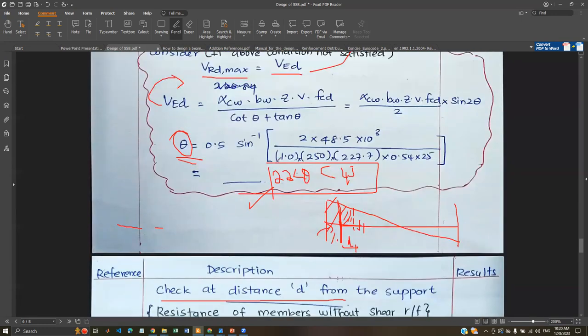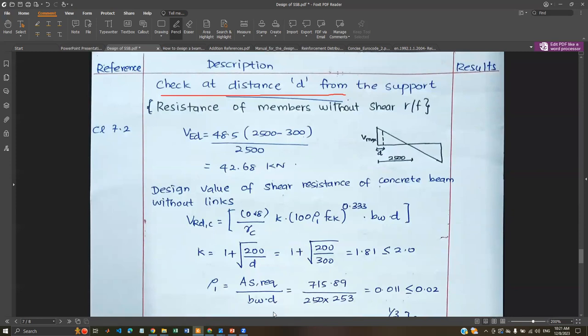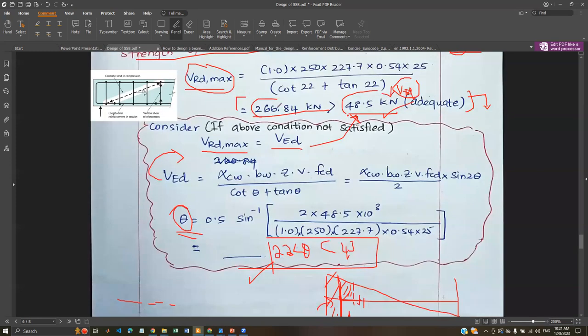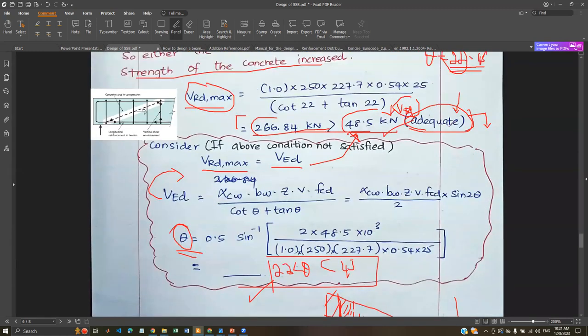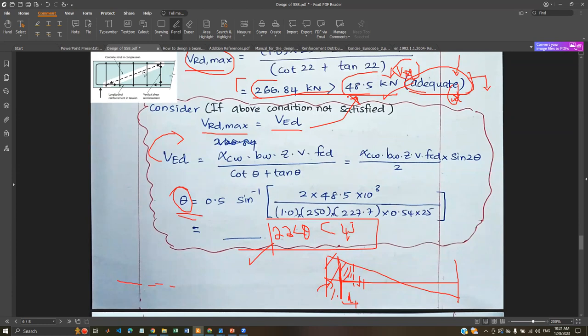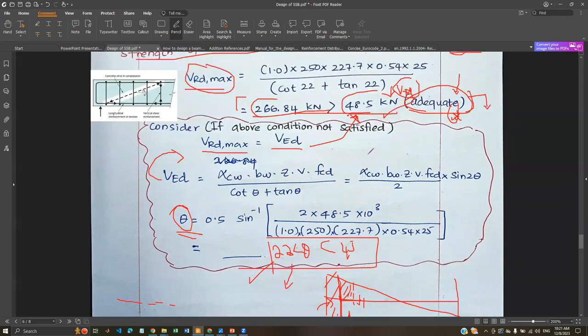Just for information, after you check the shear capacity at the support, the next step, as I mentioned, is to perform the check at distance D. But here you can see, since this case is satisfied, I don't need to provide any shear links as per this condition. Since it is adequate, there's no need for shear reinforcement at this level. I mentioned that if this condition is not satisfied, you need to calculate these values and check again. If this condition is between 22 and 45, then I need to provide the shear reinforcement.